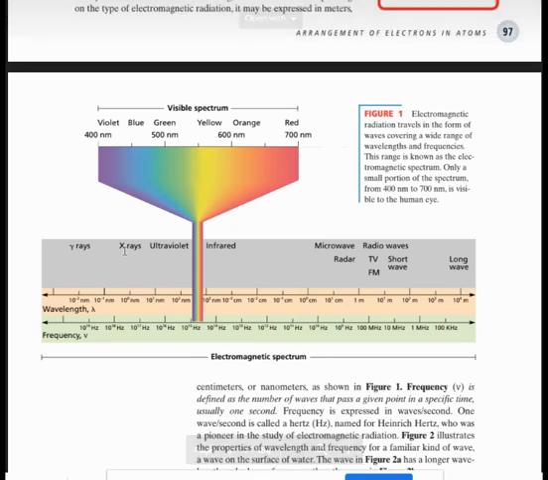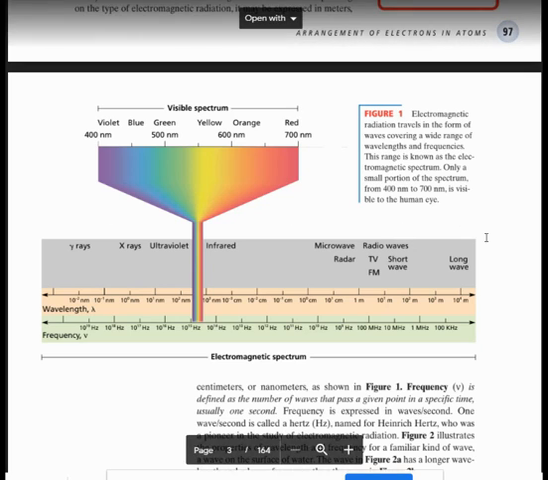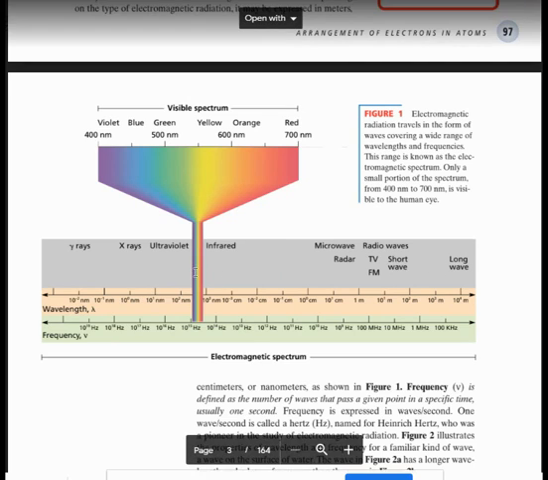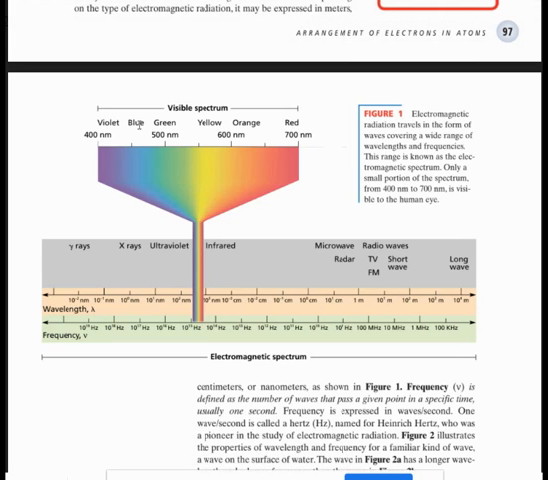So this is showing us that gamma rays, that's the Greek letter gamma, is the highest energy or the shortest wavelength. We'll talk about that in a second. And then long waves, which are related to or close to radio waves, have the lowest energy and have the longest wavelength. And then we have this tiny section here, which represents the visible spectrum.